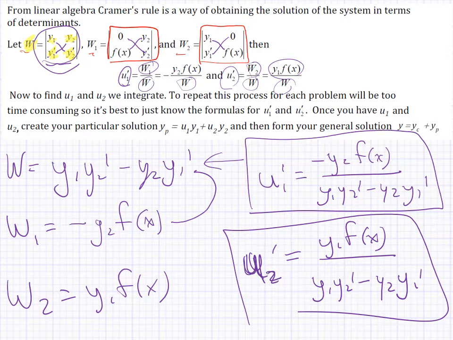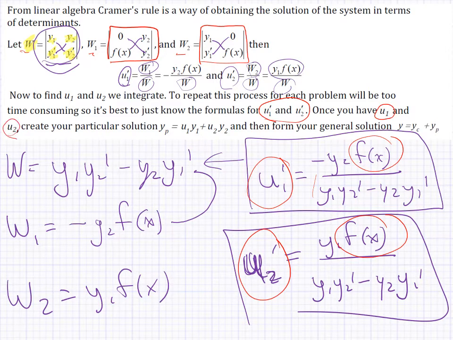If you notice in this formula, what does it need to solve for u1 prime and u2 prime? Well, it needs f of x, which you would know because that just comes from the original equation being put in standard form. And then you just need y1 and y2 along with their derivatives. Well, those would all be known already as well because they would be solutions to the homogeneous. So you can find u1 prime and u2 prime using a bunch of things you would already know before you started this whole process.